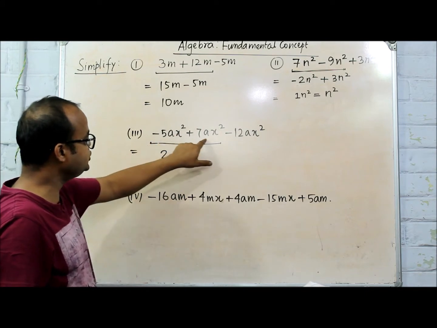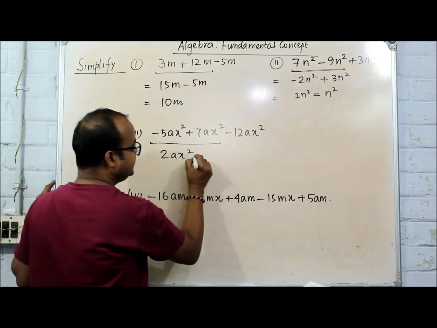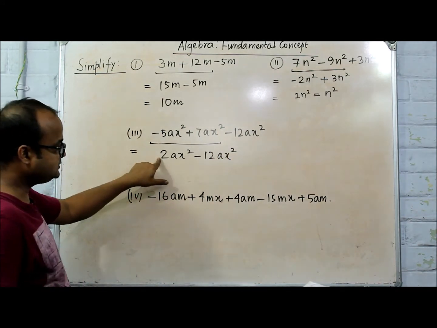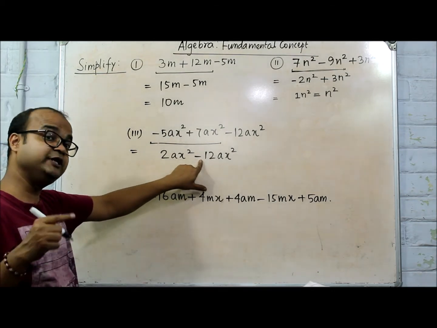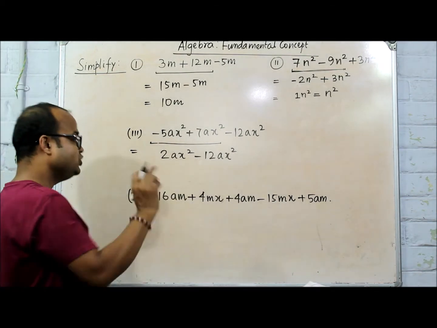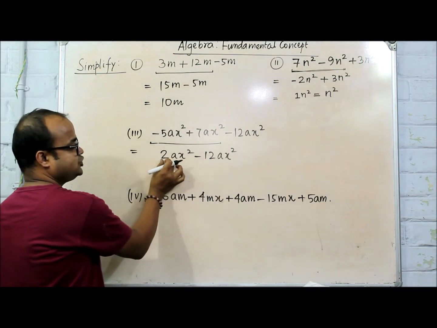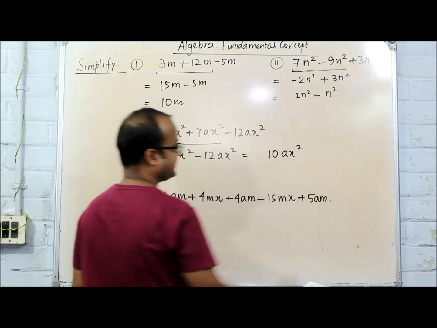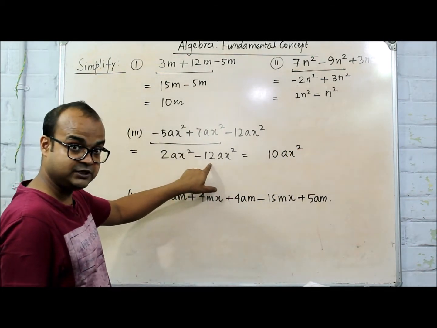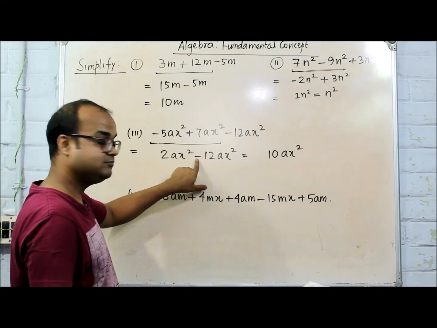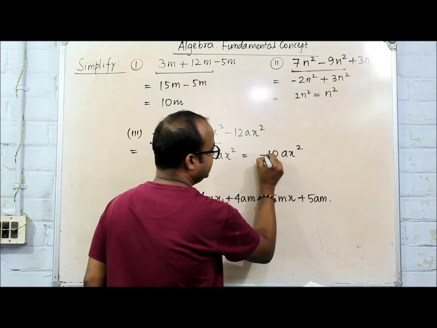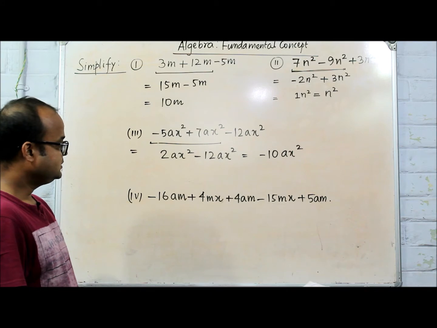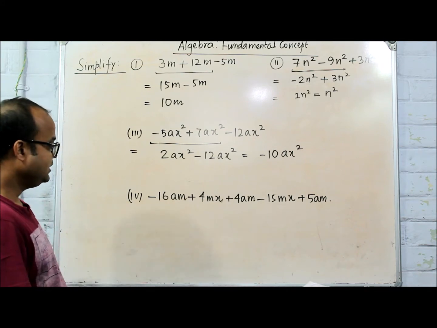So the answer of these two terms is 2ax square minus 12ax square. Plus minus, opposite sign. So we need to perform subtraction of their numerical coefficients, that is 12 minus 2. It is equal to 10ax square. Now 12 is bigger in magnitude, so it carries the negative sign. So the result is minus 10ax square. Clear?